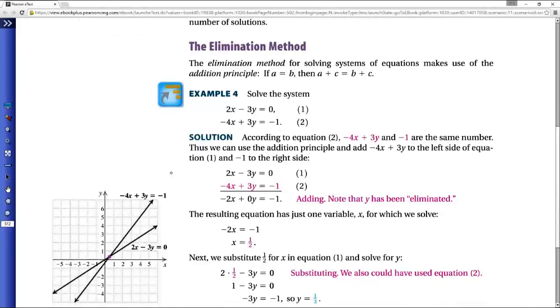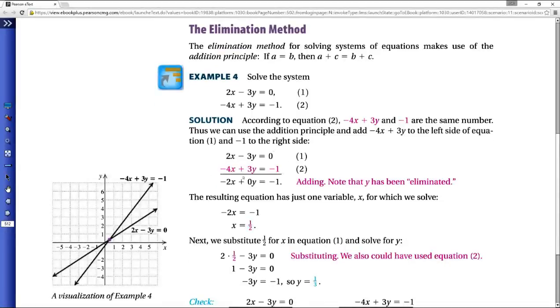Well, according to equation 2, negative 4x plus 3y and negative 1 are the same number. And if we think about that, we can use the addition principle by adding this to one side of the equal sign, as long as we add what it's equal to on the other side, on the right side. And that's what they do. They show it as up and down addition here. I'm going to add one side of equation 1 and one side of equation 2. I'm going to add these two equations together.